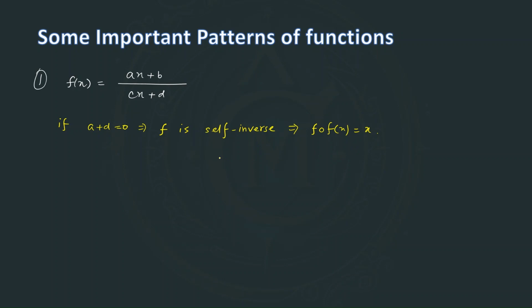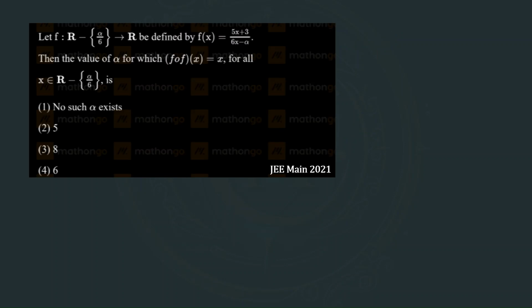So what will be the value of f of f of f of x? It will be simply f(x), because f of f of x will be x, so f of f of f of x will be identically equal to f of x. So let us take some examples on this.